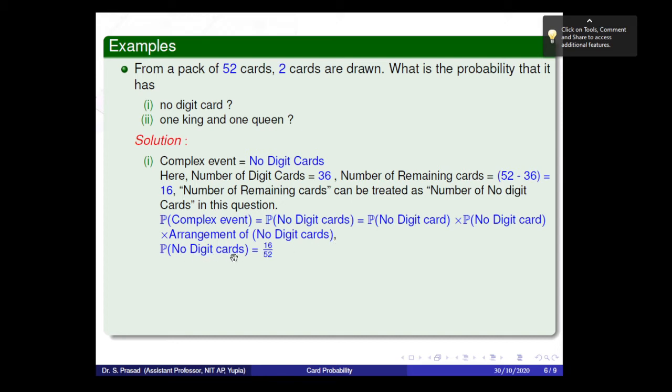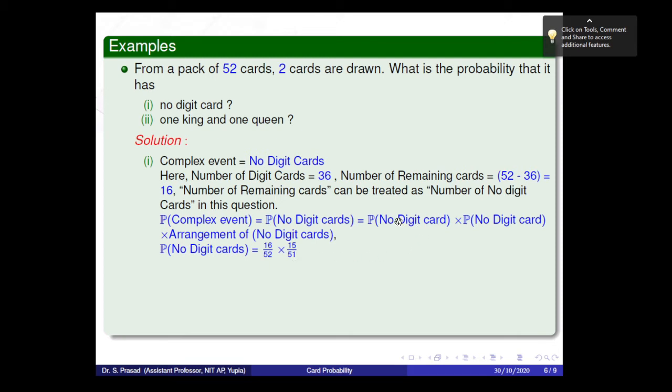The probability of no digit card is the complex event. No digit card means the remaining parts. The remaining part is 16, thus we write 16 by 52. Again no digit card, therefore one place is filled by a no digit card, so we write 50 by 51.